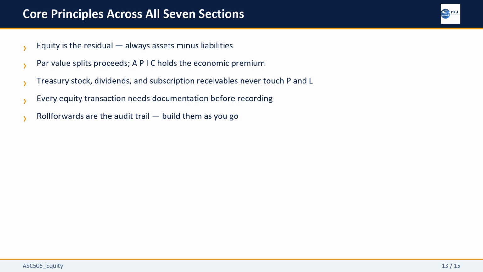5 principles tie the full course together. Equity is always the residual. Any change in assets or liabilities flows through to equity. Par value is a legal formality that creates the common stock and APIC split. The real economic value lives in APIC and treasury stock.